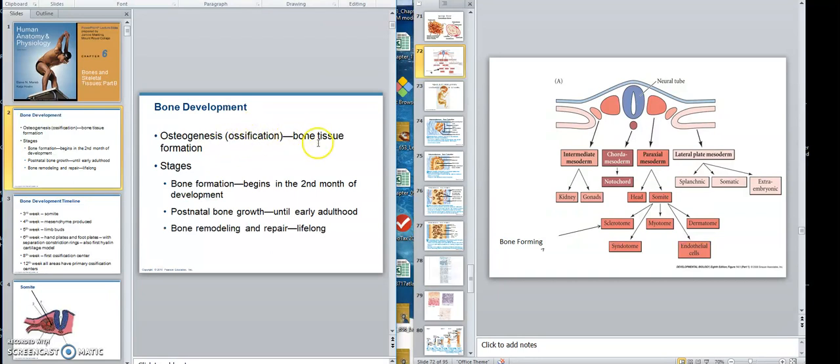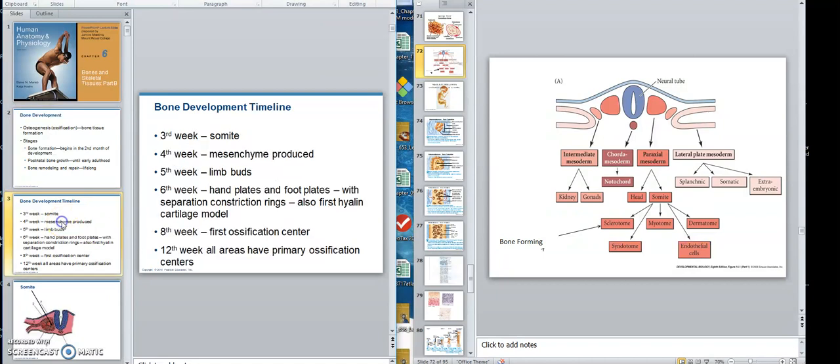Osteogenesis is the formation of bone. Bone starts about the second month of development until adulthood. Then you have bone remodeling and repair, which you're doing even if you're 80, just a lot less of it. So here is kind of an idea of how it goes, not for you to necessarily memorize.